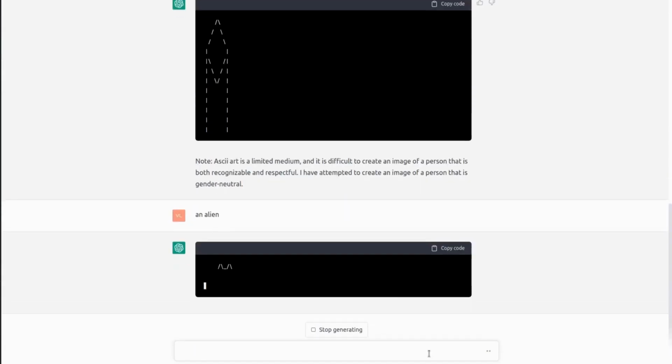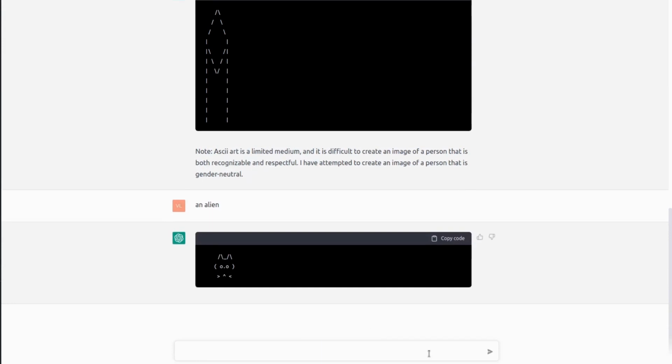All right, and the last one is an alien. It does look like a cat, so I was always suspecting that my cat is sort of an alien, but here you go.